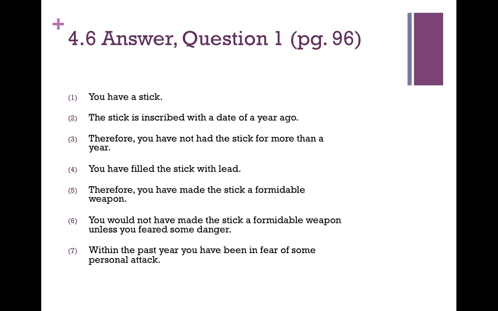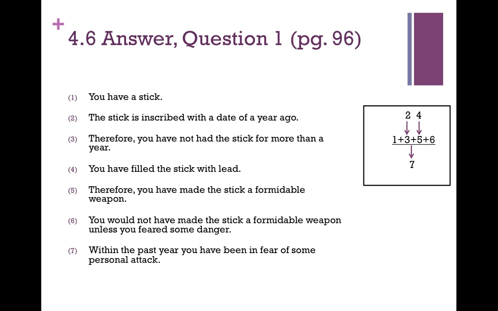Now, how exactly is all this fitting together? I mean, it seems like you might have a sense of how things are going, but how exactly do we diagram this argument? Well, if you look to the back of the book, which some of you may have done, you're going to see that it diagrammed it in just the following way. The way that the author of this book understood it is that 2 is leading to the conclusion of 3, that you've not had the stick for more than a year, and then 4 is leading to the conclusion that you've made a formidable weapon.